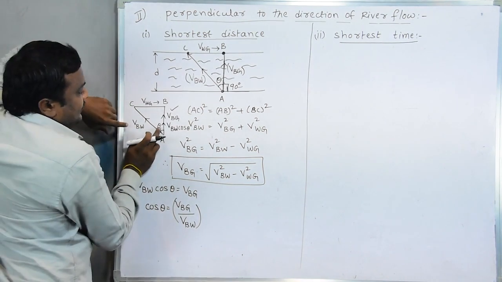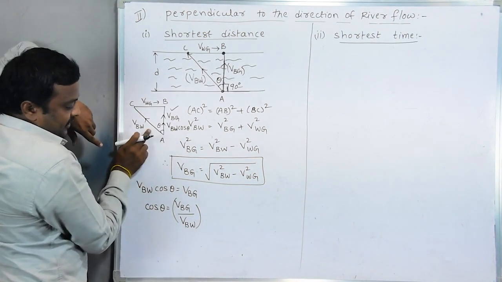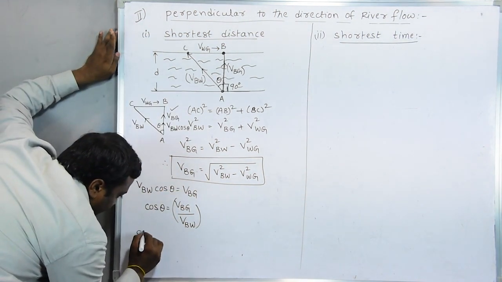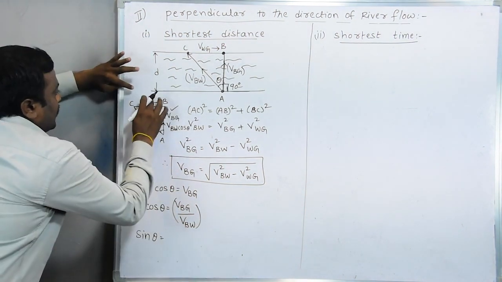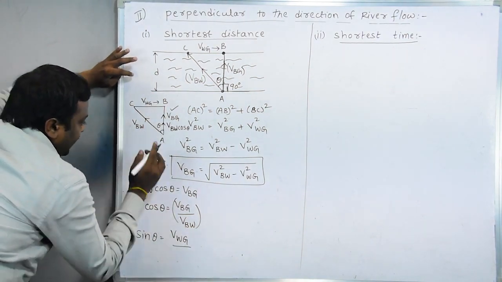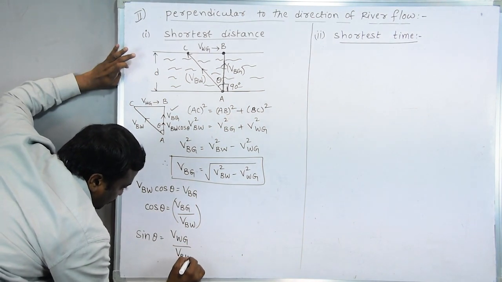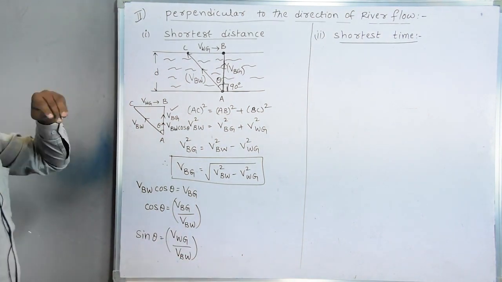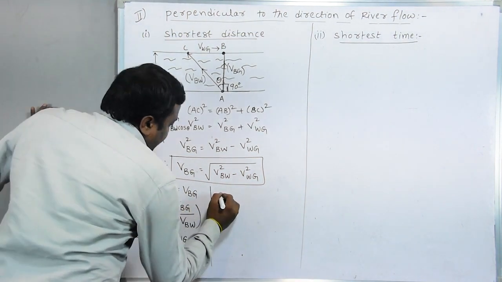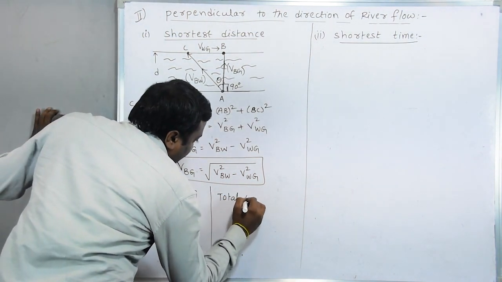Or also you see cos theta equals adjacent by hypotenuse, or sin theta is also possible to write: sin theta equals opposite, velocity of water with respect to ground, by hypotenuse, V_BW. Okay, magnitude related.